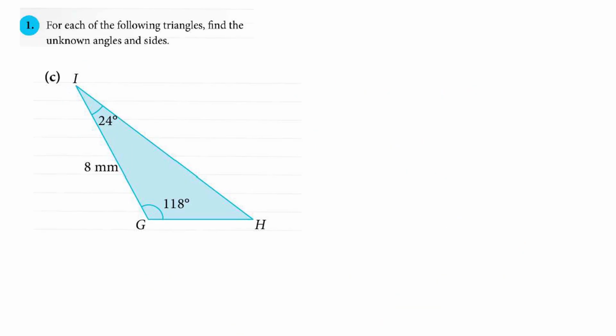All right, let's look at this question. We're given an obtuse angle triangle IGH. Why is this an obtuse angle triangle? Because the angle IGH is 118 degrees, which is more than 90 degrees, so that classifies it as an obtuse angle triangle. We're asked to find the unknown angle, basically this angle IHG, and also the sides GH and IH.